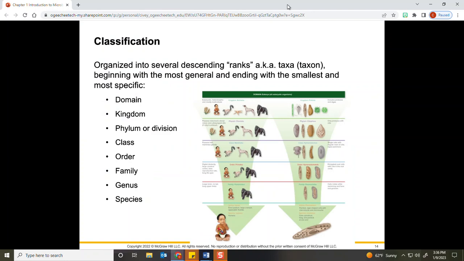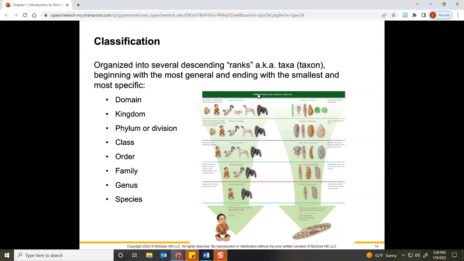All right, so this is a picture from your book just to give you another example. Again, our classification is organized into taxa or taxon. Taxa is plural. And those are domain, kingdom, phylum, class, order, family, genus, and species, with domain being the most inclusive, including the most organisms, and species being the most specific. So the example they give you in the book is shown here in this image.